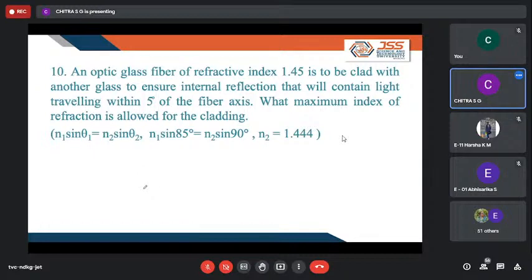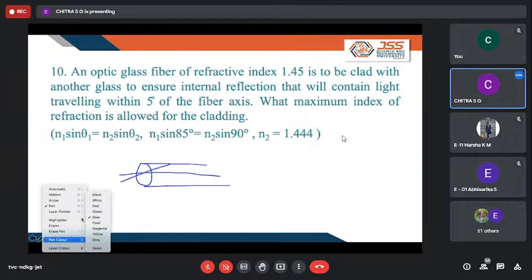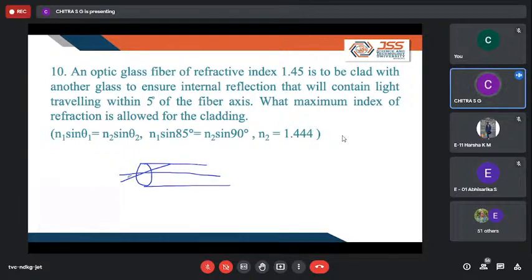So if this is your optical fiber and this is your fiber axis, so they're telling, the ray is made to be incident. This is an incident ray with angle of incidence 5 degree with respect to the fiber axis. So then at the core cladding interface, so at this interface, what will be the angle of incidence?